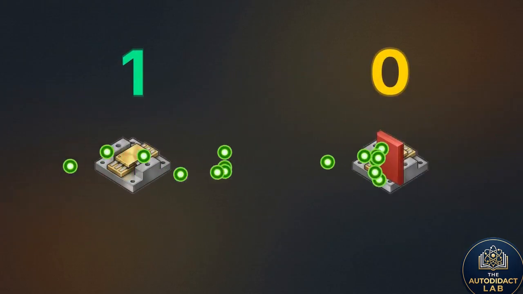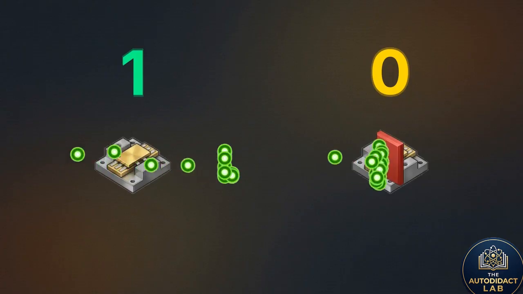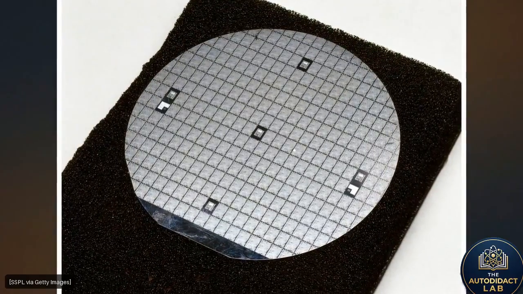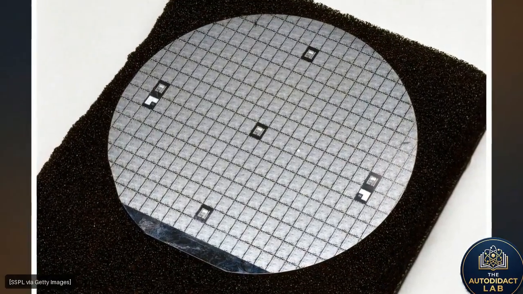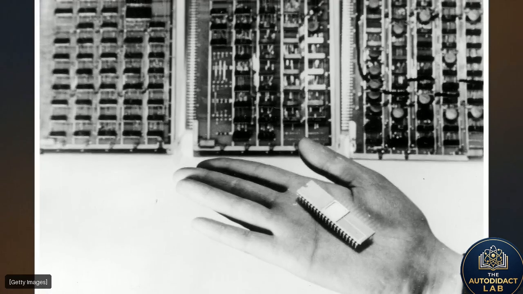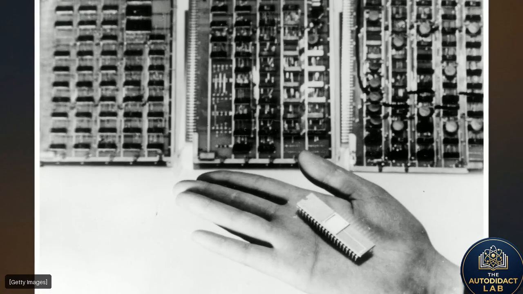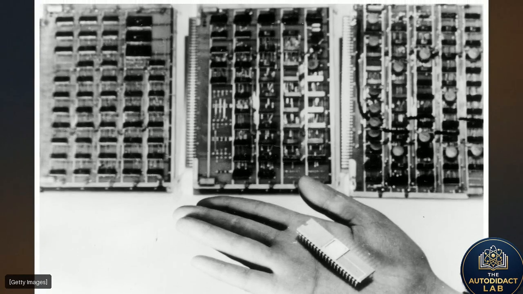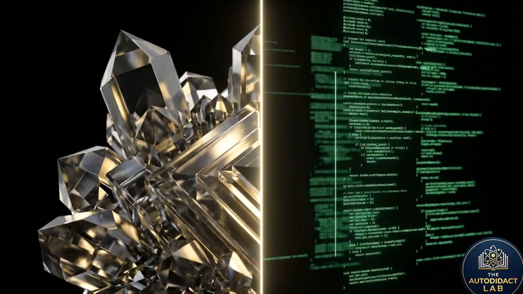When the gate is open, it represents a 1. When it is closed, it represents a 0. By etching billions of these switches onto a single wafer of silicon, we create a microchip. Wiring these binary switches together allows us to perform complex logic, enabling everything from high-speed graphics to the navigation systems of spacecraft. The transistor is the physical bridge that allows us to translate the laws of physics into the world of algorithms.